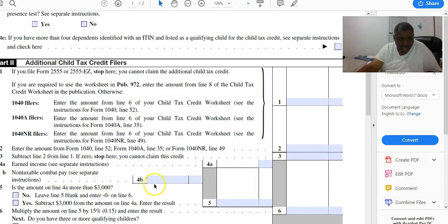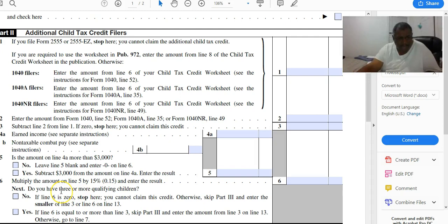Taxable combat pay doesn't apply unless you're in the military. So that's 0. And so it says is the amount on line 4A more than 3,000? If it's yes, you hit yes. And you subtract 3,000 from the amount here and put your results on 5. And then it says multiply the amount on line 5 by 15%. So whatever this amount is times 15%, the results go on line 6. And then it says, do you have 3 or more qualifying children?